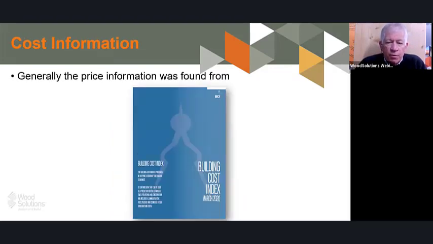The cost information in this one was derived from the Building Cost Index for 2020, and this was used whenever we could. It was put together by the Australian Surveyors Institution, and it's a very good book to go and get pricing from. It has its limitations, but wherever possible, the costings for this review were derived from this book.